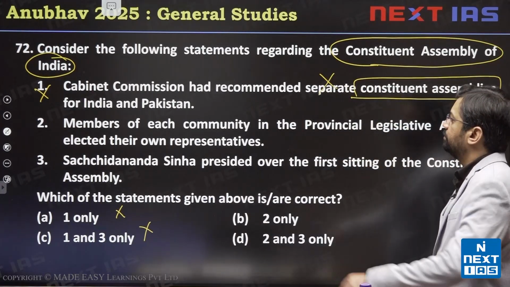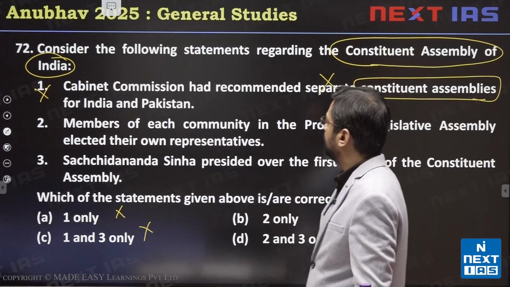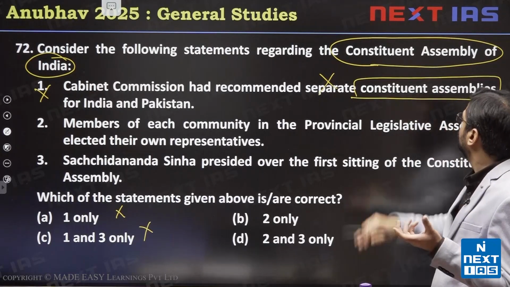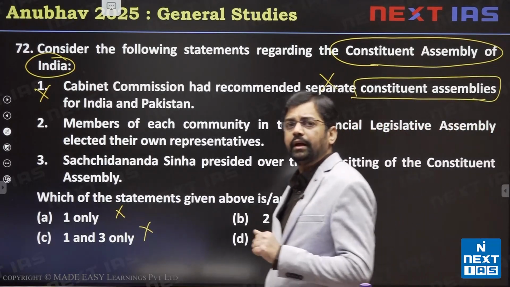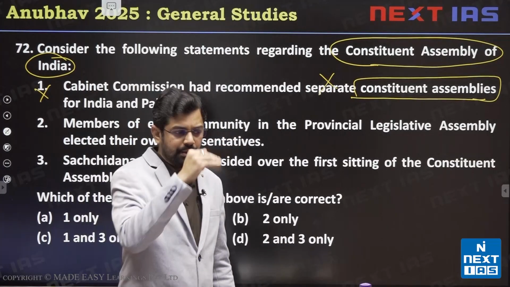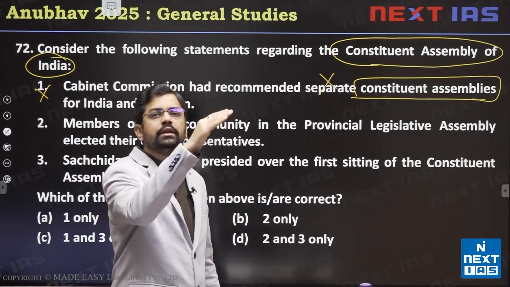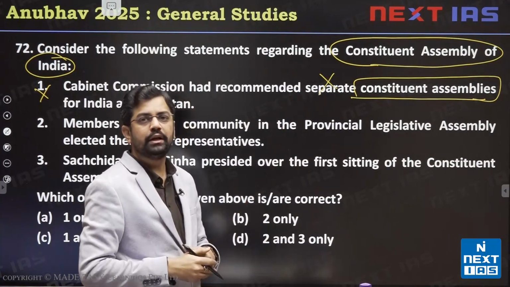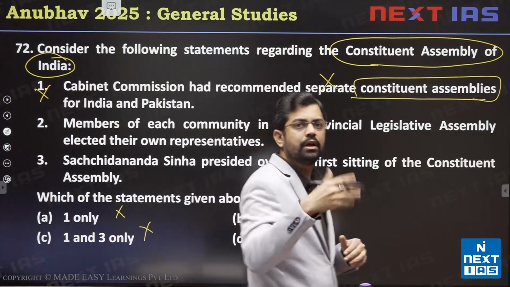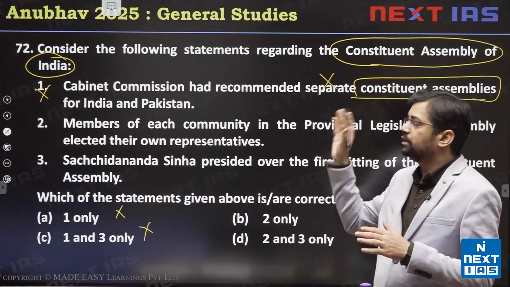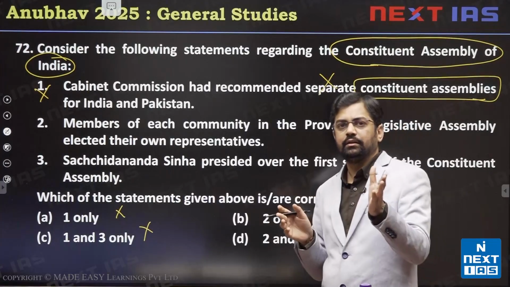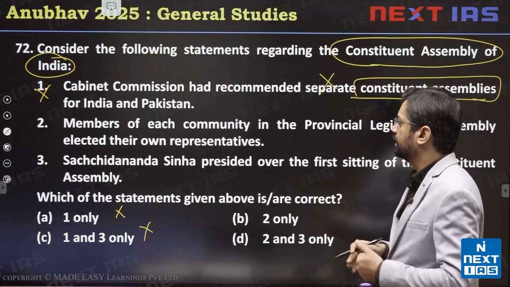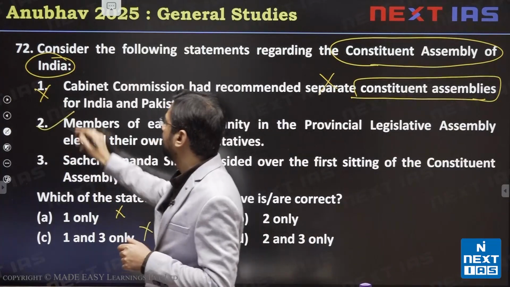Second, members of each community in the provincial legislative assembly elect their own representatives. As you know, the constituent assembly was formed by indirect elections, where the members of the provincial legislative assemblies elected their representatives for the constituent assembly. Members from the princely states were nominated. So, that is why it is a mixed body, where indirect elections happened along with people who were nominated, right. So, the second statement is correct.